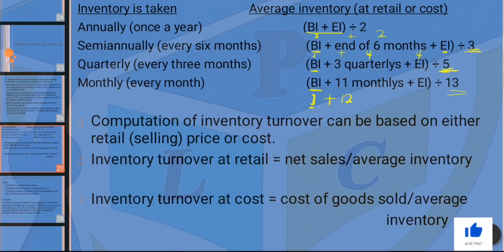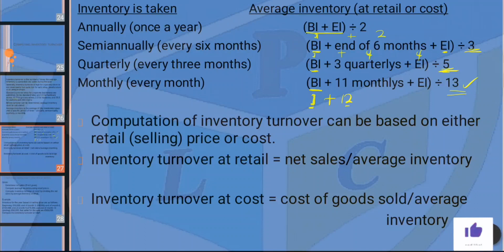Plus 12. That's the beginning inventory period, and then the 12 months where we are taking inventory monthly. You only add 1 plus 12, and you're going to get what? 13. So this is the reason why we get these values as the number of times we divide our inventory by these periods. I believe that.